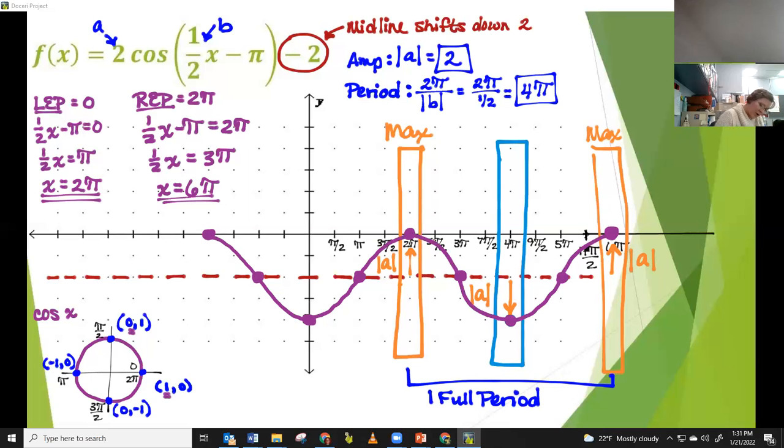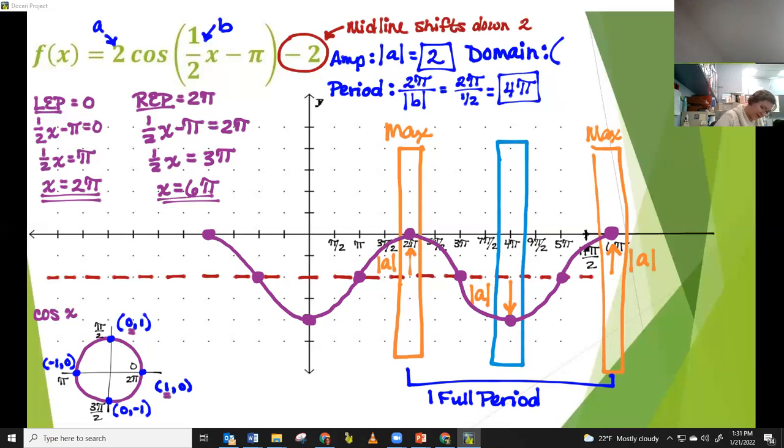All right. What is my domain for this? We're going to do domain and range, and then we are all done. Negative infinity to positive infinity. What is my range? -4 to 0.